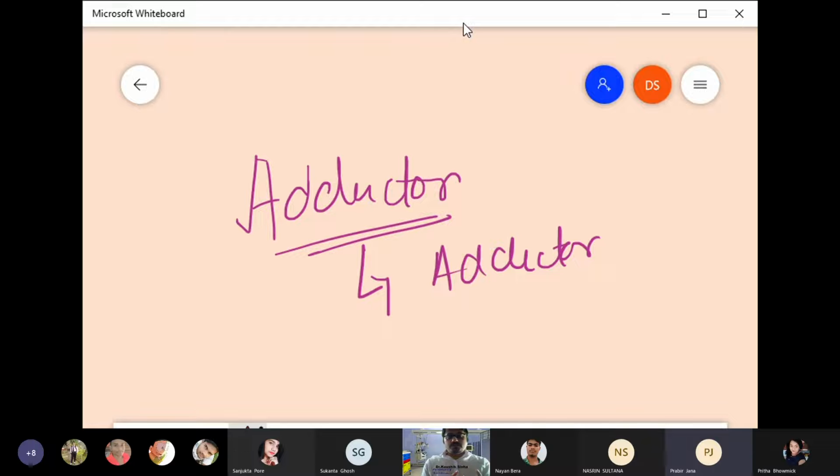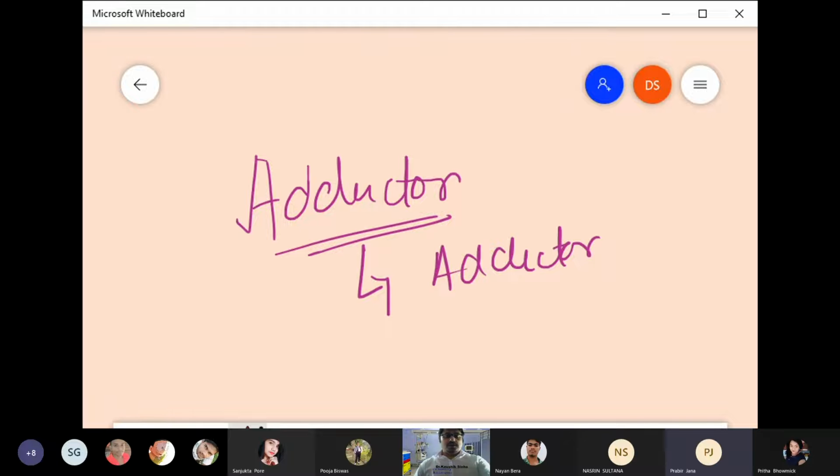That is true. But here on the board, what I have written is adductor. So what will be the definition of adduction? Movement towards the body axis. Exactly. So any movement towards the body, towards the midline of the body, is to be termed as an adduction.